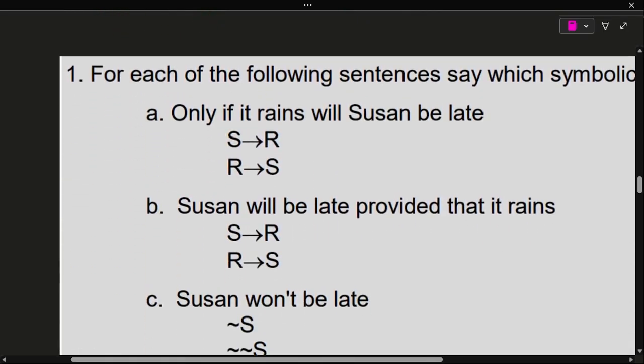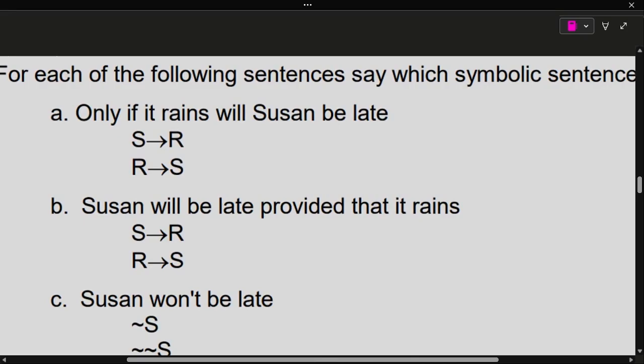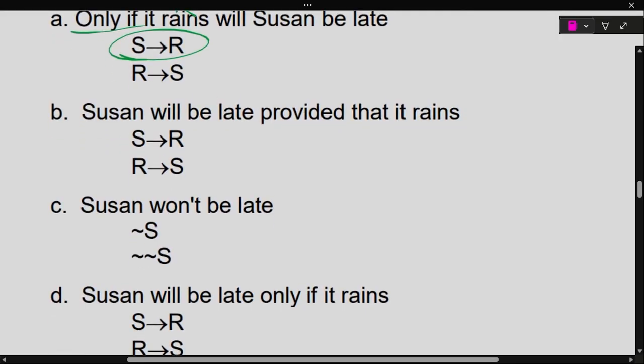Let's do some practice ones. Which one of the following are symbolic sentences? Only if it rains will Susan be late. Only if it rains. That must be the consequence there. Ergo, the first one. Susan will be late provided that it rains.